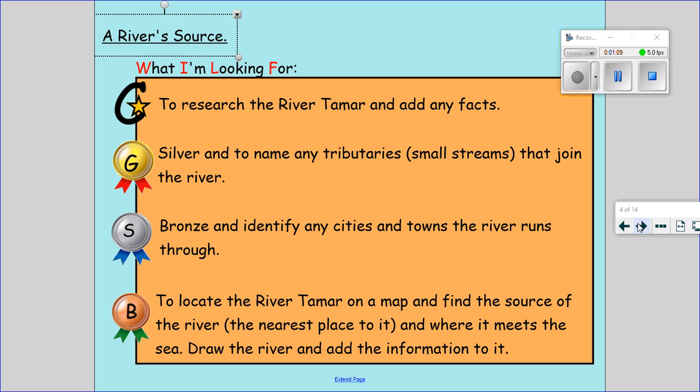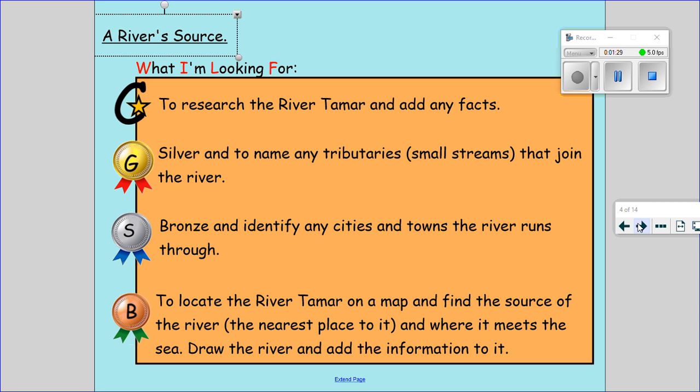And then silver, you're going to do the same as bronze, but I'd also like you to see if you can challenge yourself by identifying any cities and towns that the river runs through. So the River Tamar, we know straight away, goes past Tor Point and Plymouth. And any others that you can add to your drawing of your river.